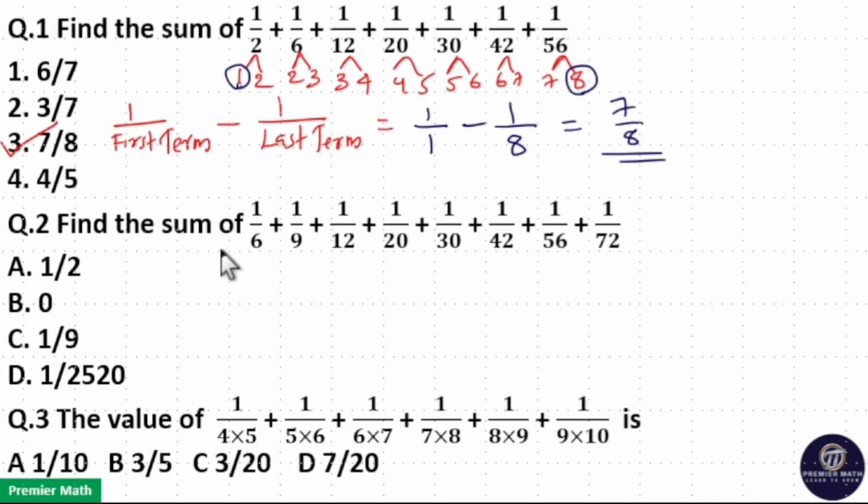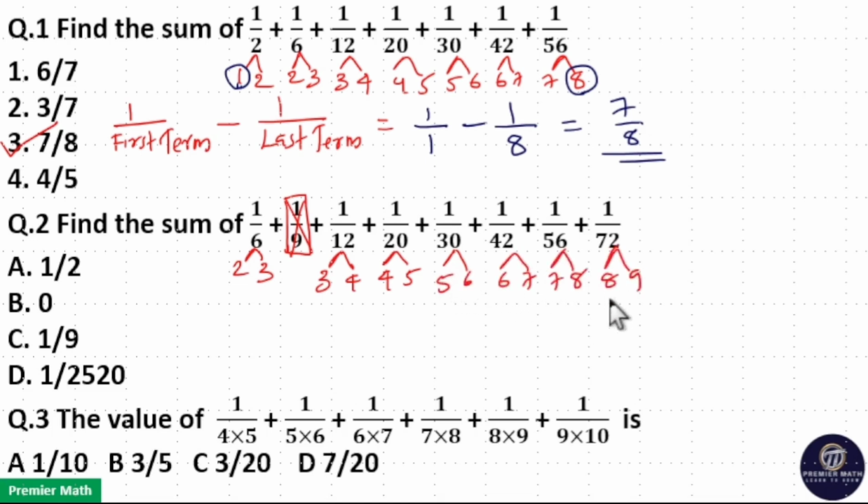In the same way, in the second one, here 6 is equal to 2 into 3, but 9 we can ignore. So leave the value of 1 by 9 and calculate for the other values. Here 12 is equal to 3 into 4, 20 is 4 into 5, 30 is 5 into 6, 42 is 6 into 7, 56 is 7 into 8 and 72 is 8 into 9. Now here first term is 2 and last term is 9.